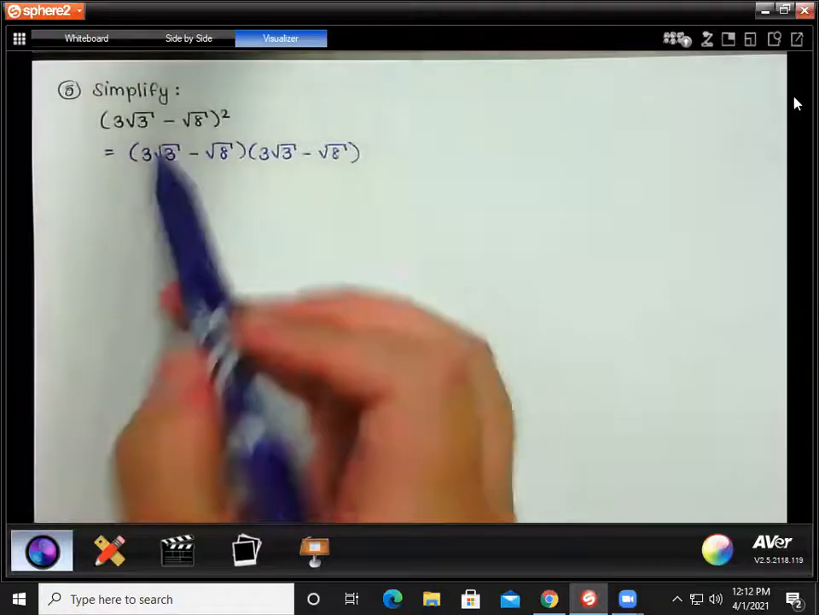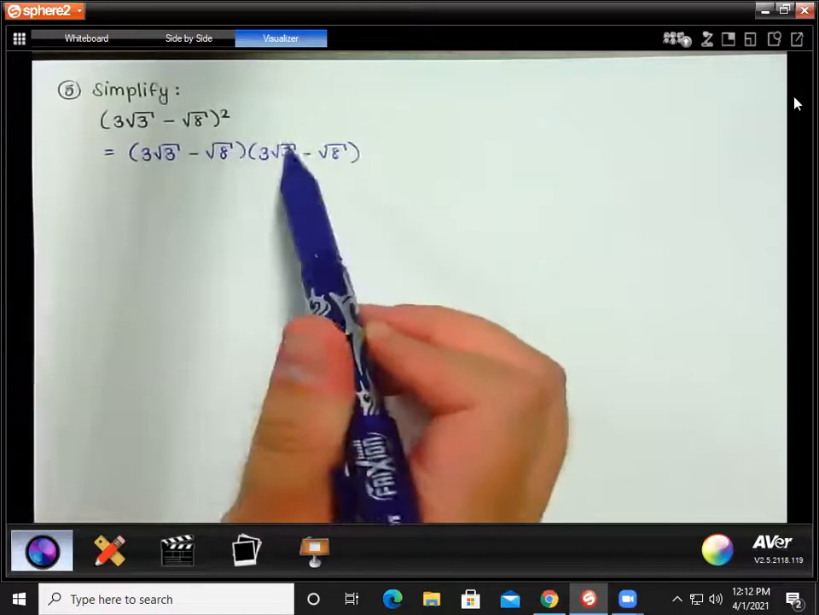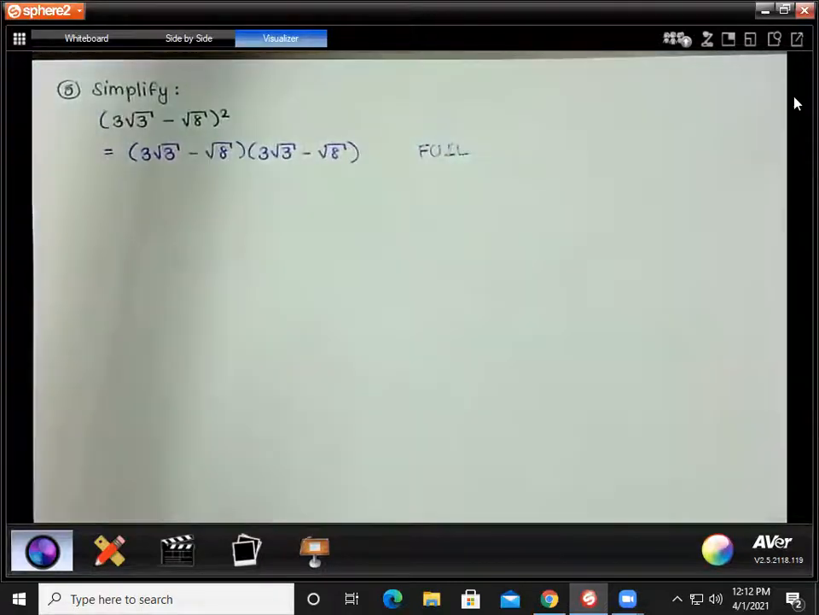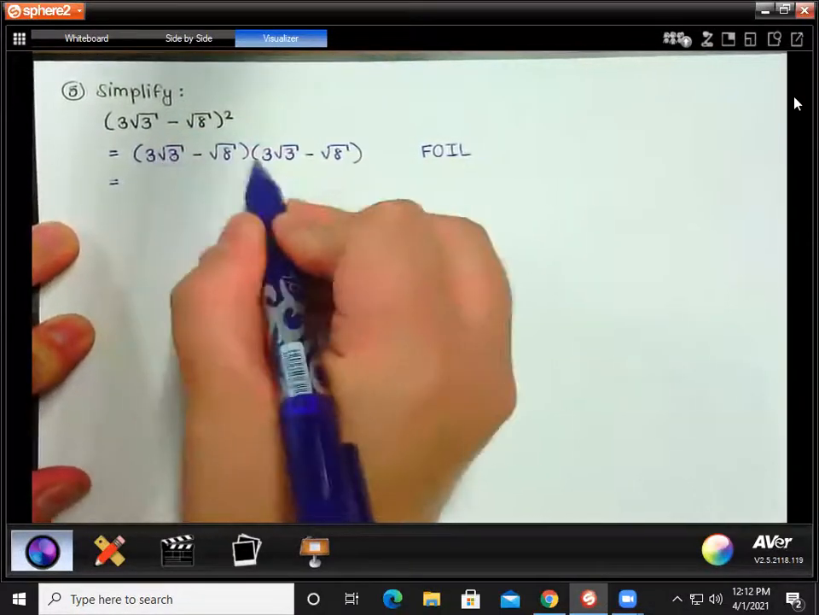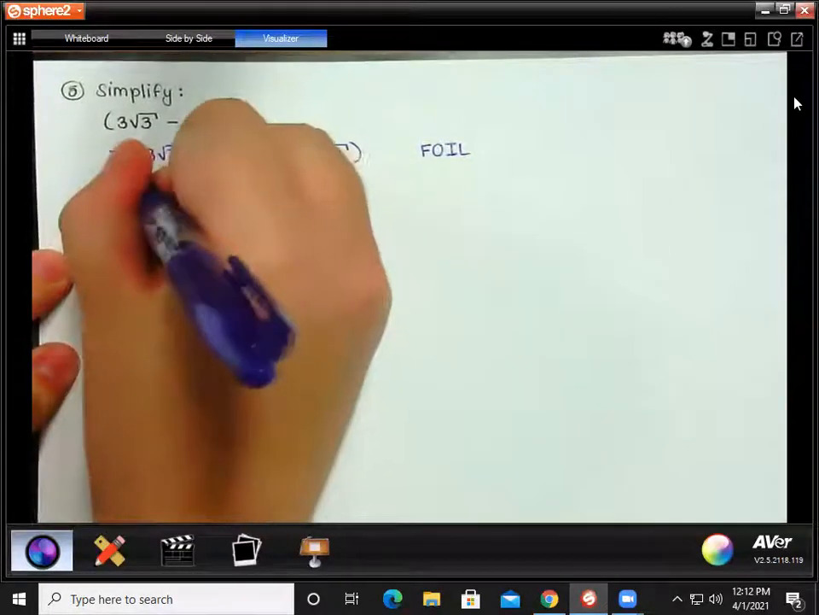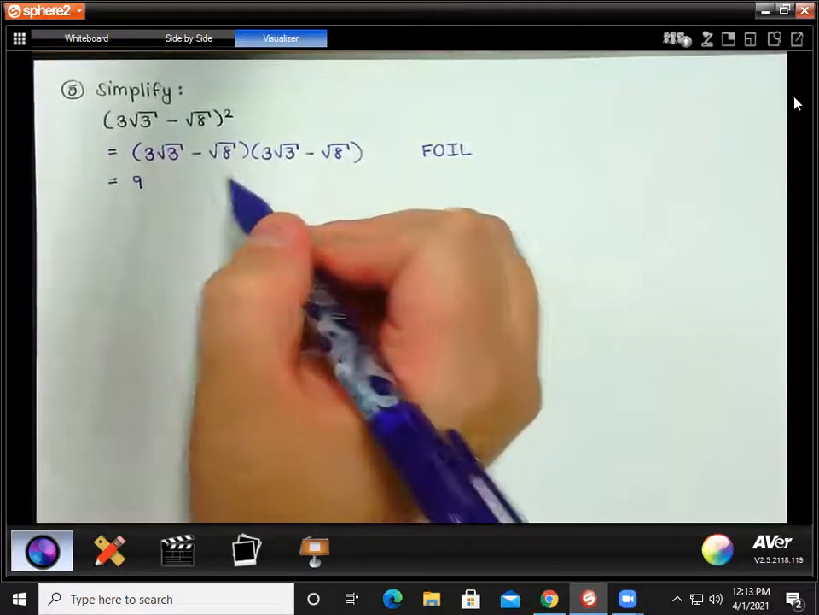All right, do we see that we have 2 terms and 2 terms? So these are 2 binomials. And what do I do when I multiply 2 binomials? I FOIL. We're going to have to do firsts. So we're going to have to do 3 root 3 multiplied by 3 root 3. Now, guys, what would you have done if it was 3x times 3x? You would say 3 times 3 is 9, and x times x is x squared. We do the same thing here. 3 times 3 is 9, and root 3 times root 3 is root 3 squared.